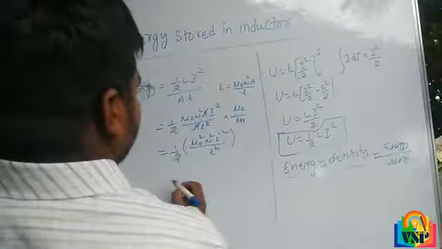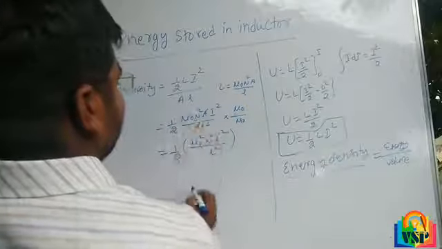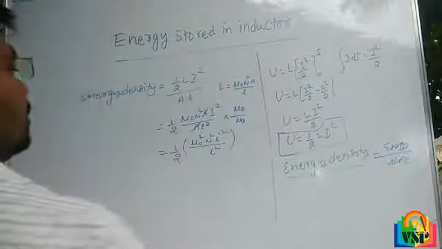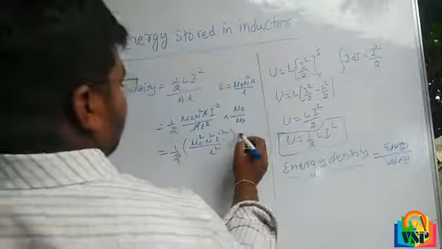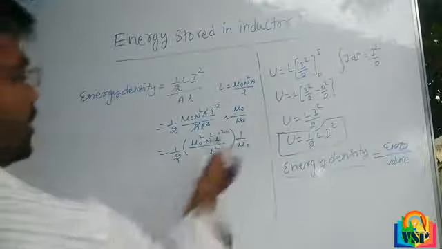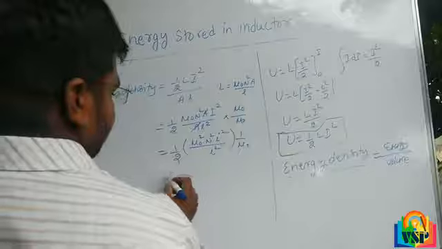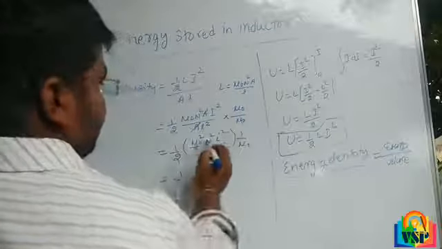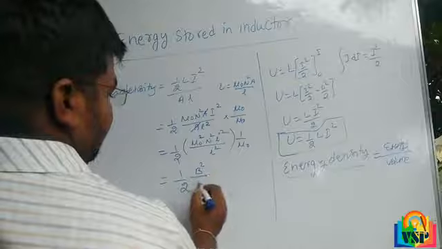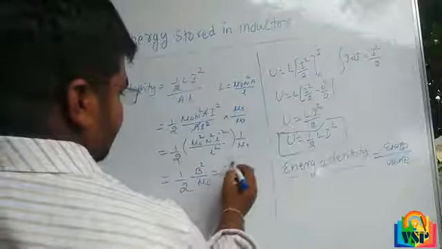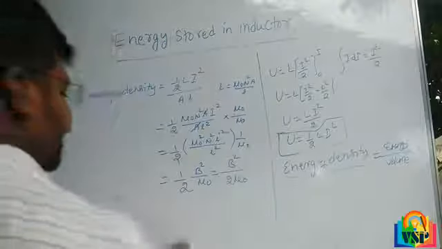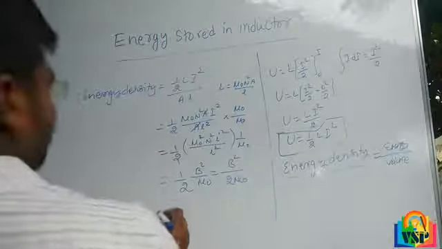Understand? Remaining, what we can get? Mu naught, here 1 by mu naught is there. 1 by mu naught is multiplying this. Okay, 1 by 2. This we can write B square by mu naught. Rearrange this: B square by 2 mu naught. Understand? Energy density.